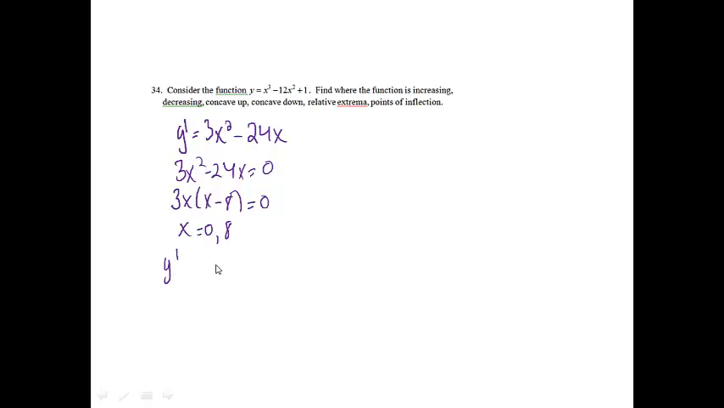So if I do a y prime chart, put 0 and 8 on it. Notice I did not call it an f prime chart this time because it's a y equation. If I plug negative 1 into the derivative, I am going to get a positive answer. If I plug 1 into the derivative, I'll get a negative answer. If I plug 9 in, I'll get a positive answer. So that's going to tell me that y is increasing from negative infinity to 0, and then once again from 8 to infinity.